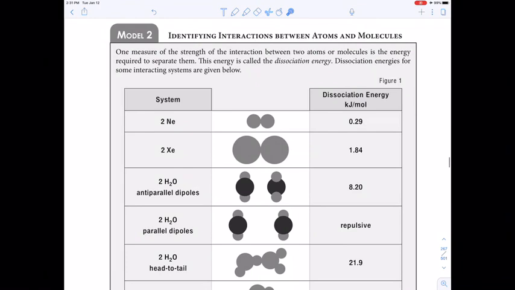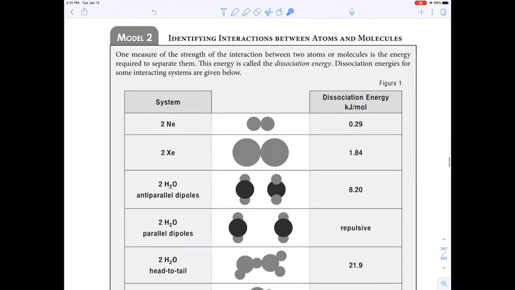Okay, moving on. Here's a table where we have something called dissociation energies. A measure of strength of an interaction between two atoms or molecules, it could be a bond, it could be just an interaction, is the energy required to separate them. It's kind of like the tug of war of atoms. The stronger the interaction, the more the two teams would have to pull in this tug of war. This energy is called dissociation energy.